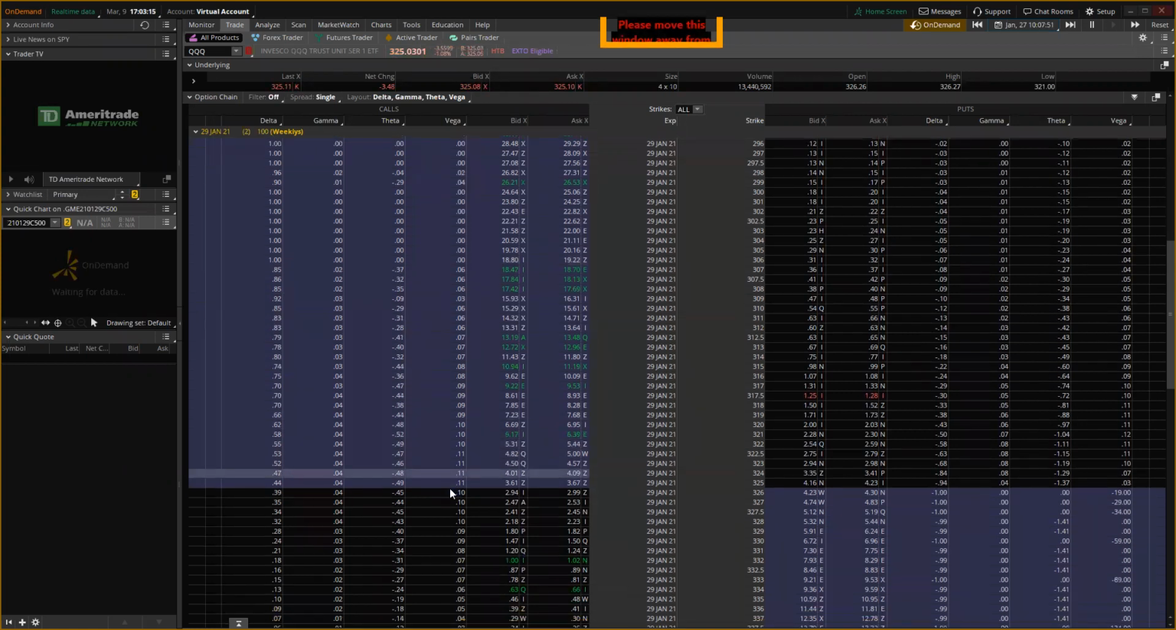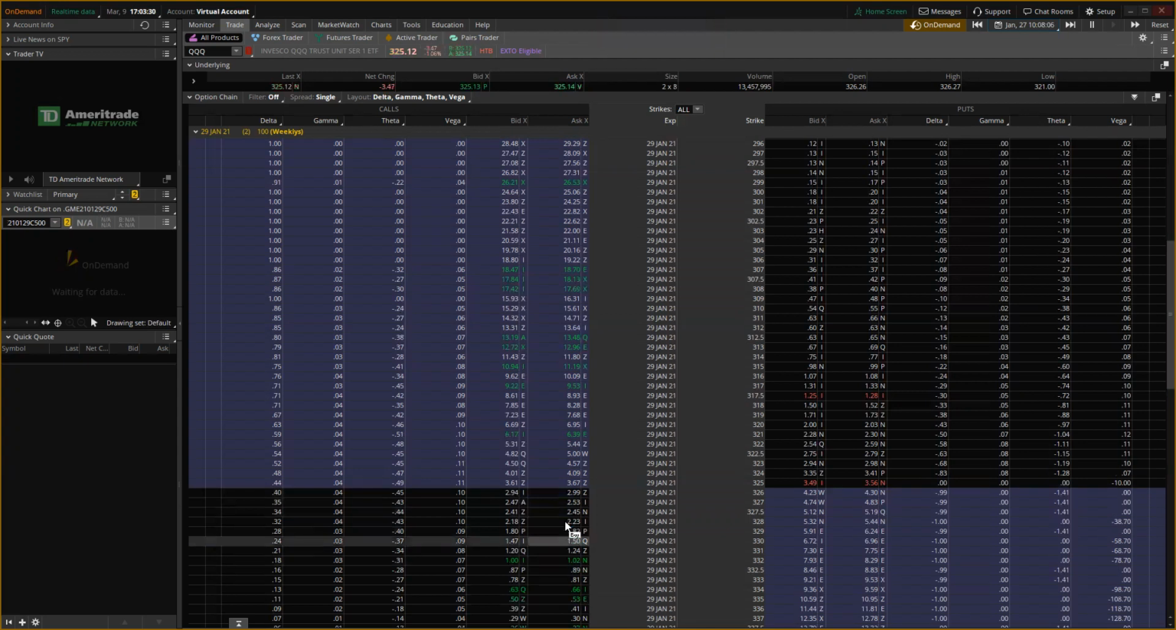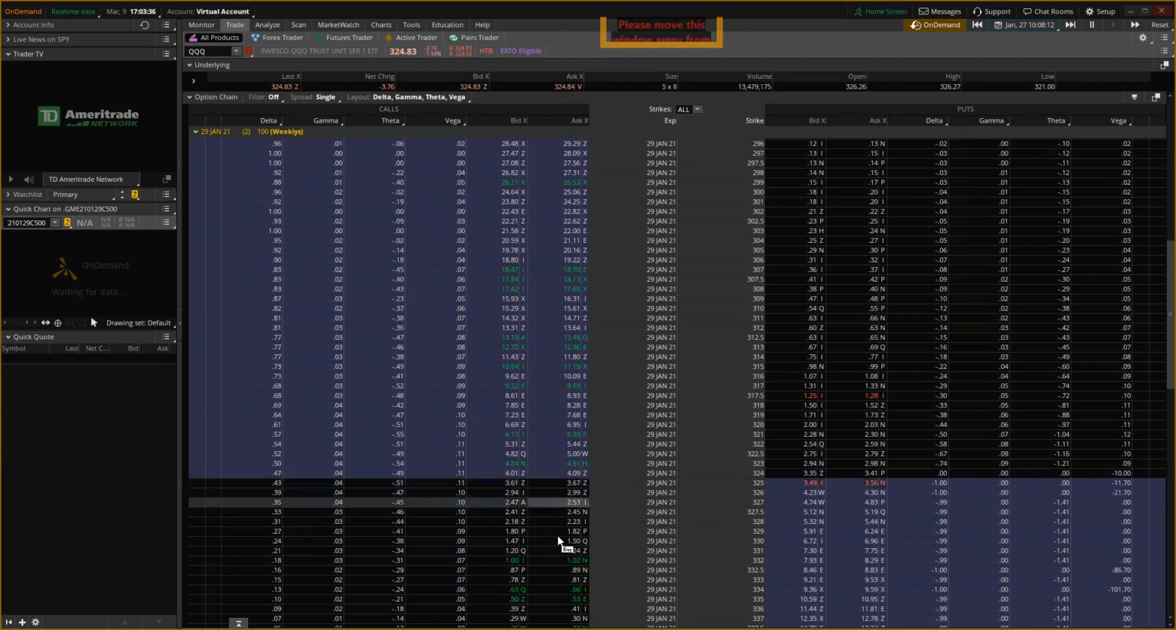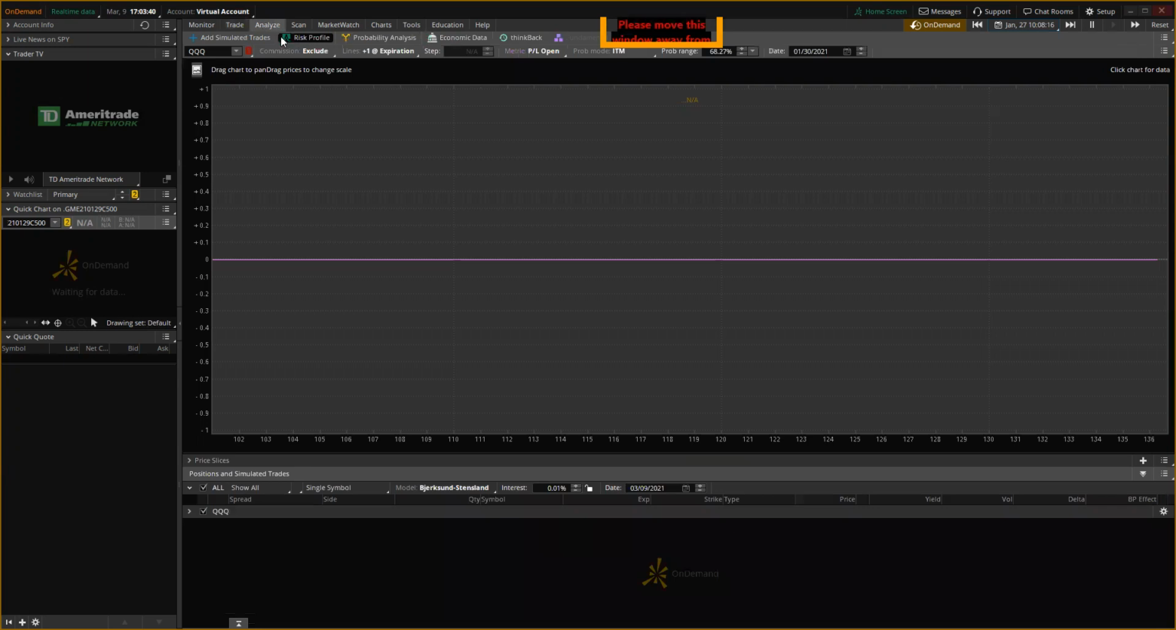The principle's pretty easy to set these up. It's always buy a call and then sell a call. You're always going to buy one call lower and then sell one call higher. So for a little example, it would be buy the 325 and sell the 330. And then we can look at our risk profile to see how this looks. We can add a simulated trade.